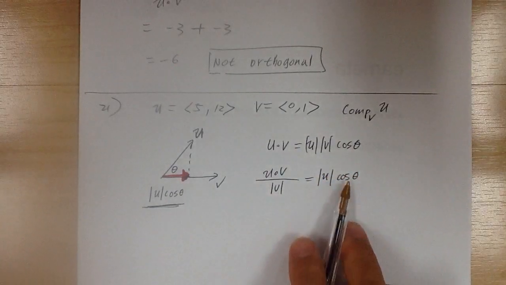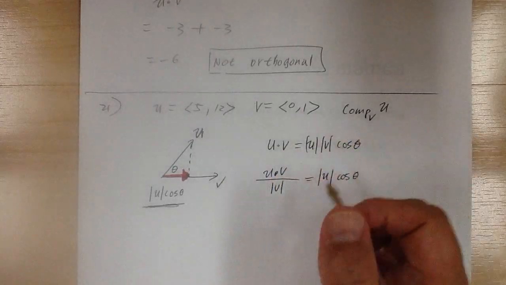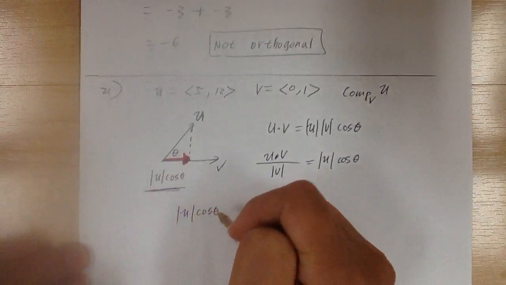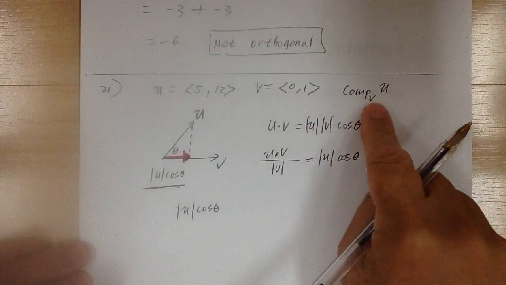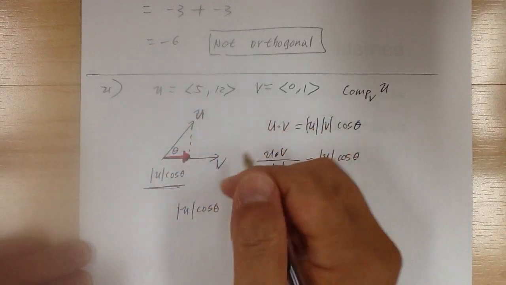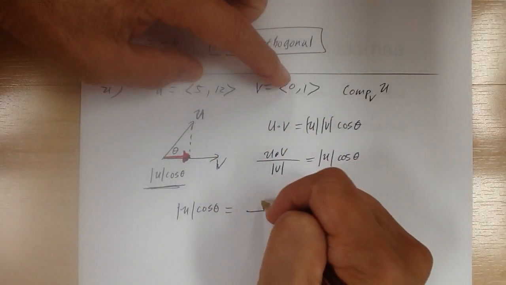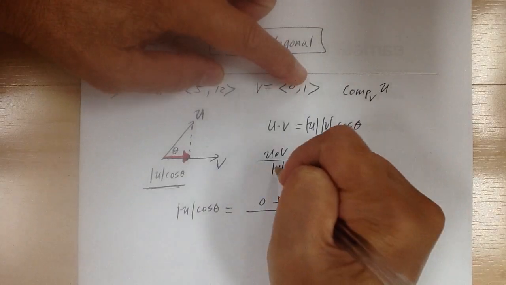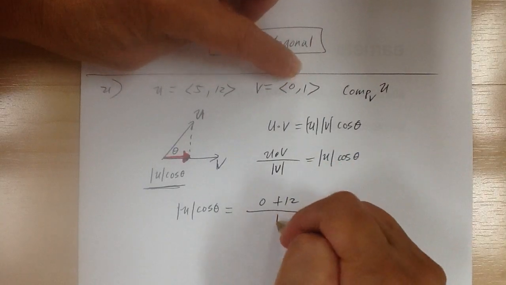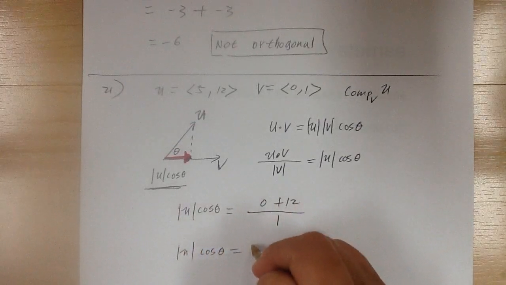But since you don't know the cosine theta, you cannot do it directly, so you have to get it from here. The u cosine theta, that is this. Again, the component of u on v means the shadow of u cast on v. So this will equal u dot v, which is 5 times 0 is 0, plus 12, over the magnitude of v. The length of v equals 1. So u cosine theta equals 12.